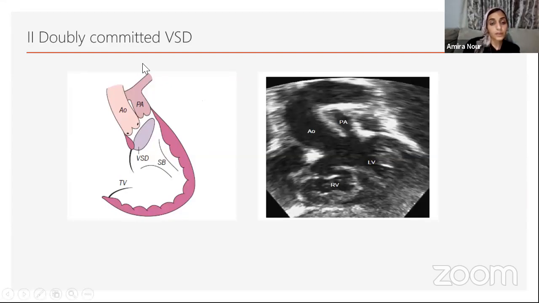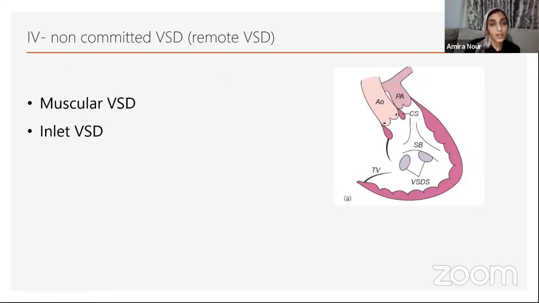The third type of the DORV is the DORV with doubly committed VSD, and here we have the VSD committed to both arteries. So the clinical picture will look like a patient with a large VSD, and they also later on develop pulmonary hypertension. And the fourth type is the DORV with a non-committed VSD or remote VSD. By non-committed VSD, I mean that the VSD is not committed to any of the great vessels, so it is far away from the great vessels. And actually, we have here two types of VSD, either a muscular VSD or an inlet VSD.